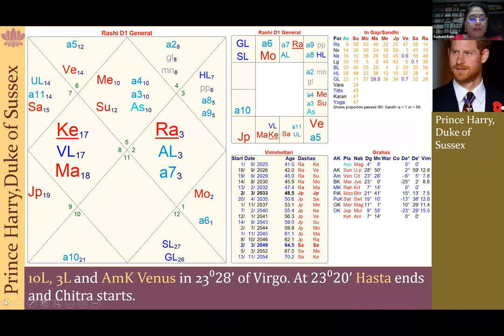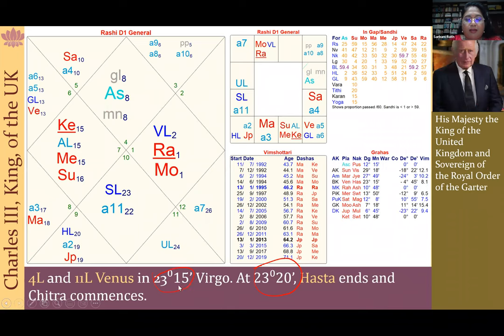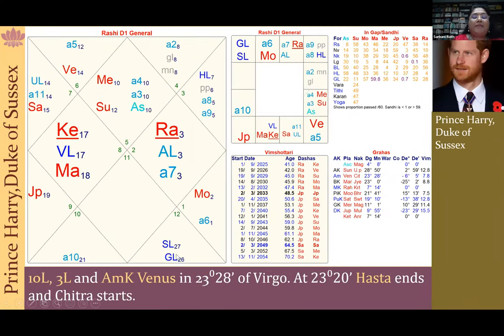And I want to show something. When we discuss King Charles's chart, see, his Venus is in 23 degrees, 15 minutes, right? But it is in Hasta, because Hasta is still there until 20 minutes. So his is 23 degrees, 15 minutes of Hasta. And immediately after that, this boy is in 23 degrees, 28 minutes. But then, you know, it has crossed over to Chitra. So they are really at a juncture of Hasta and Chitra, a gray area, a transition zone between Hasta and Chitra.